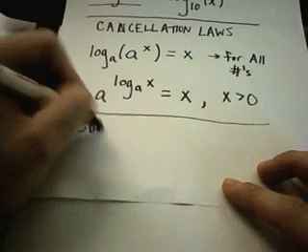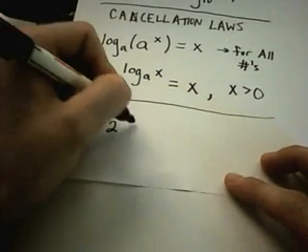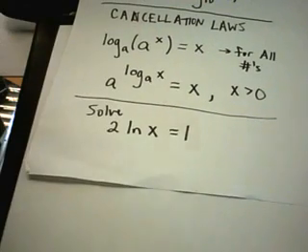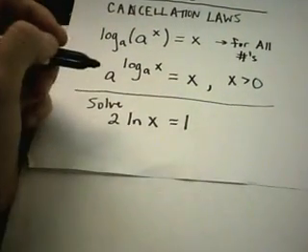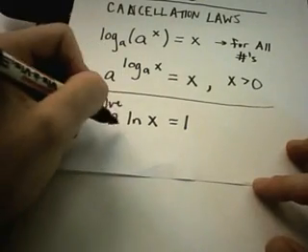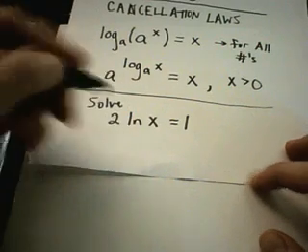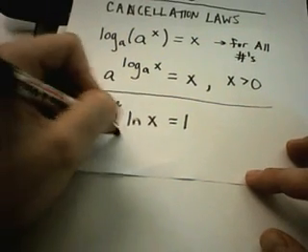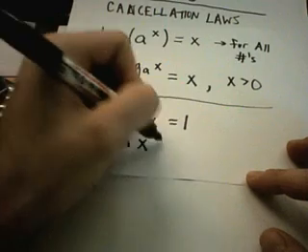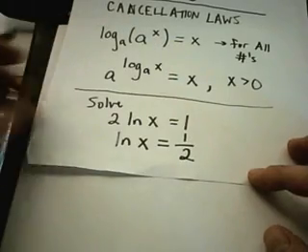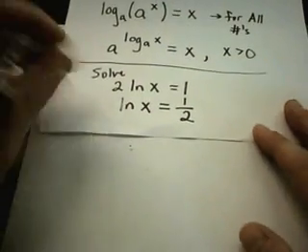So for example, suppose somebody said solve this one. I've got 2 ln of x equal to 1. Well, typical thing I'll do in these problems, if it was just 2 times x, I would divide both sides by 2 and I would be done. I'm going to do that same thing here as well. I'm going to take ln of x and get it by itself by dividing by 2.